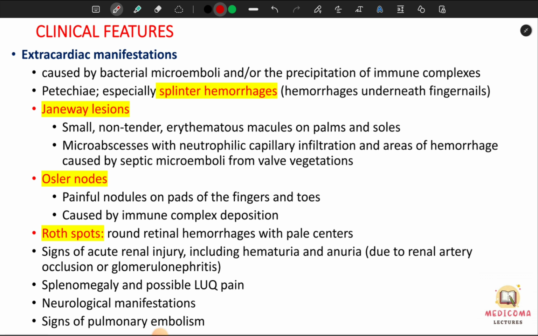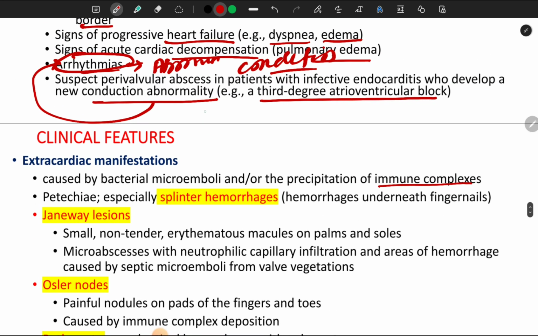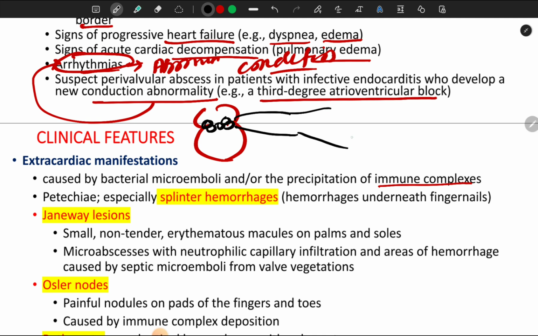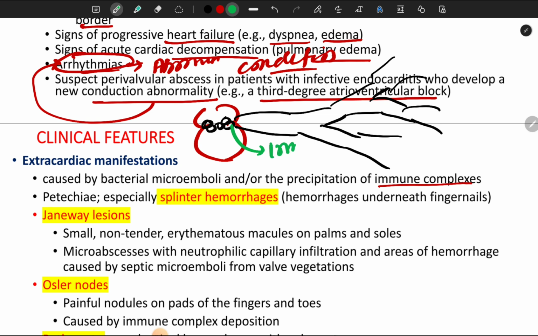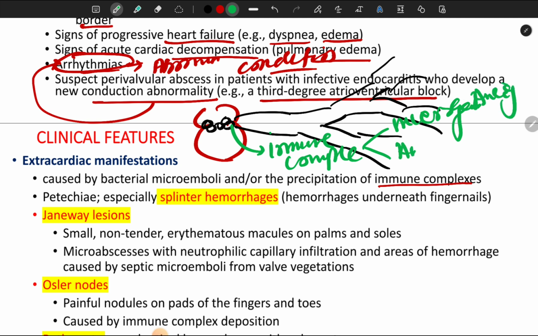What are those? These are caused by bacterial microemboli and the precipitation of immune complex, as we see. For example, this is our heart, and there is formation of small vegetations, as we know. These vegetations, through blood vessels, can spread to other body organs. What are those vegetations? Those vegetations contain immune complex. What is immune complex? We know it's microorganism, meaning antigen, and antibody. So this immune complex can spread to other body organs.